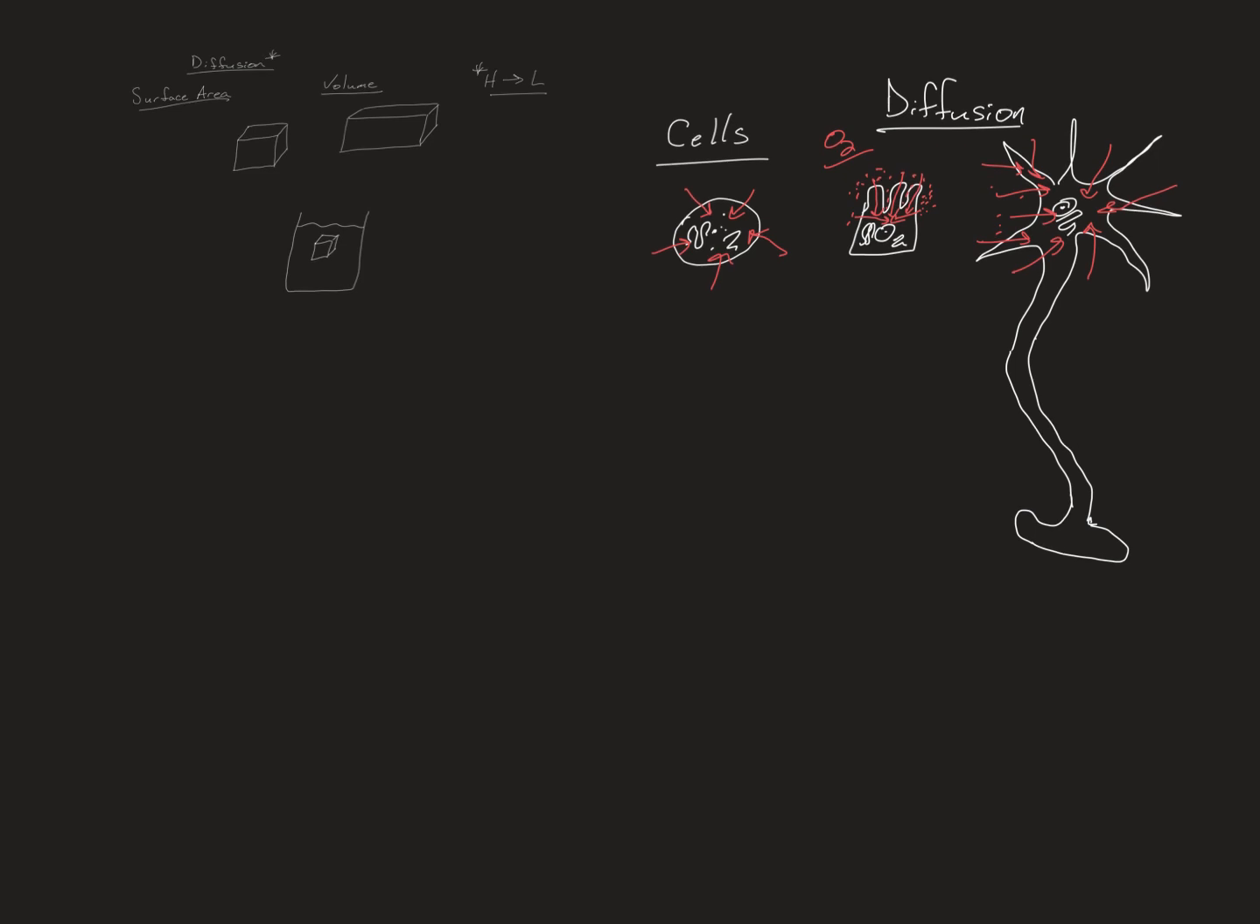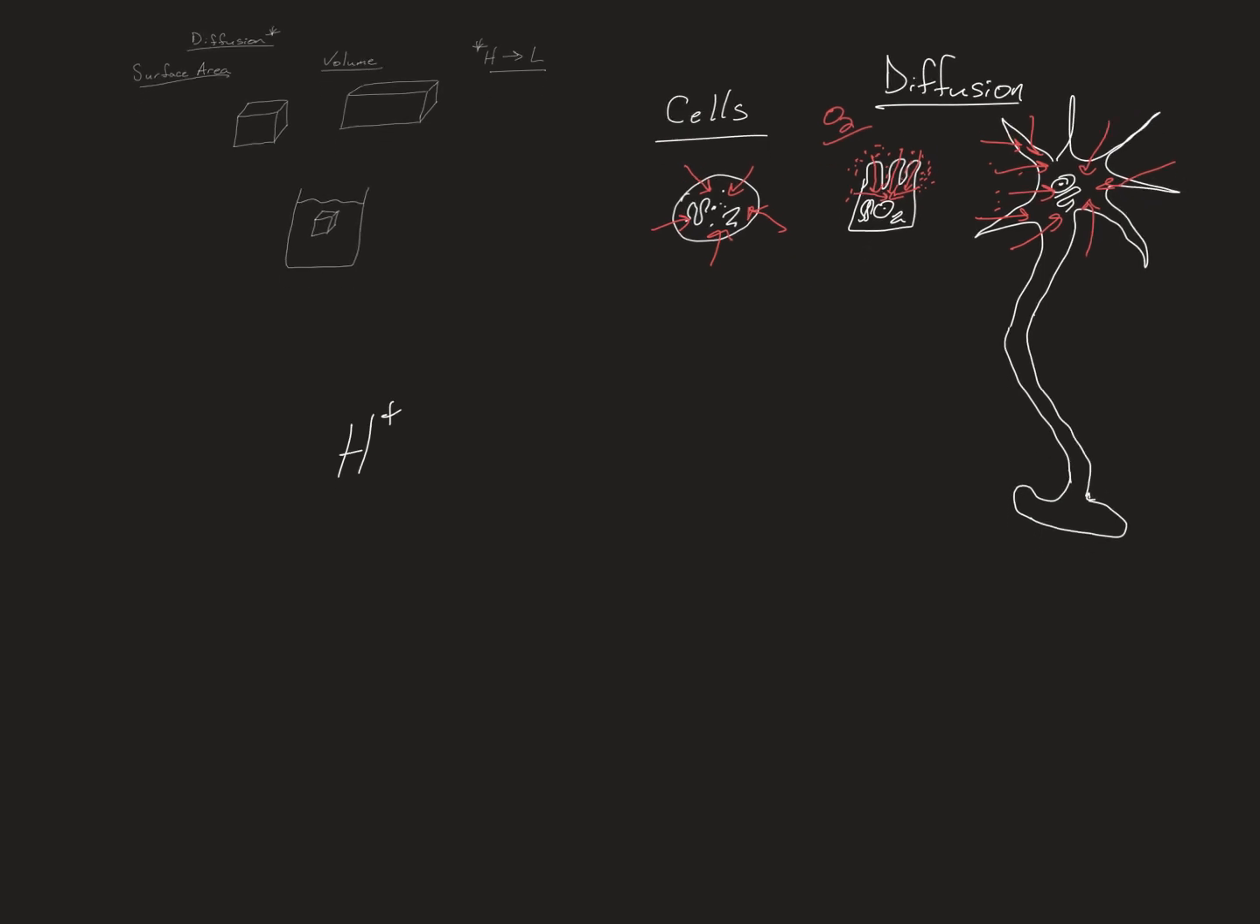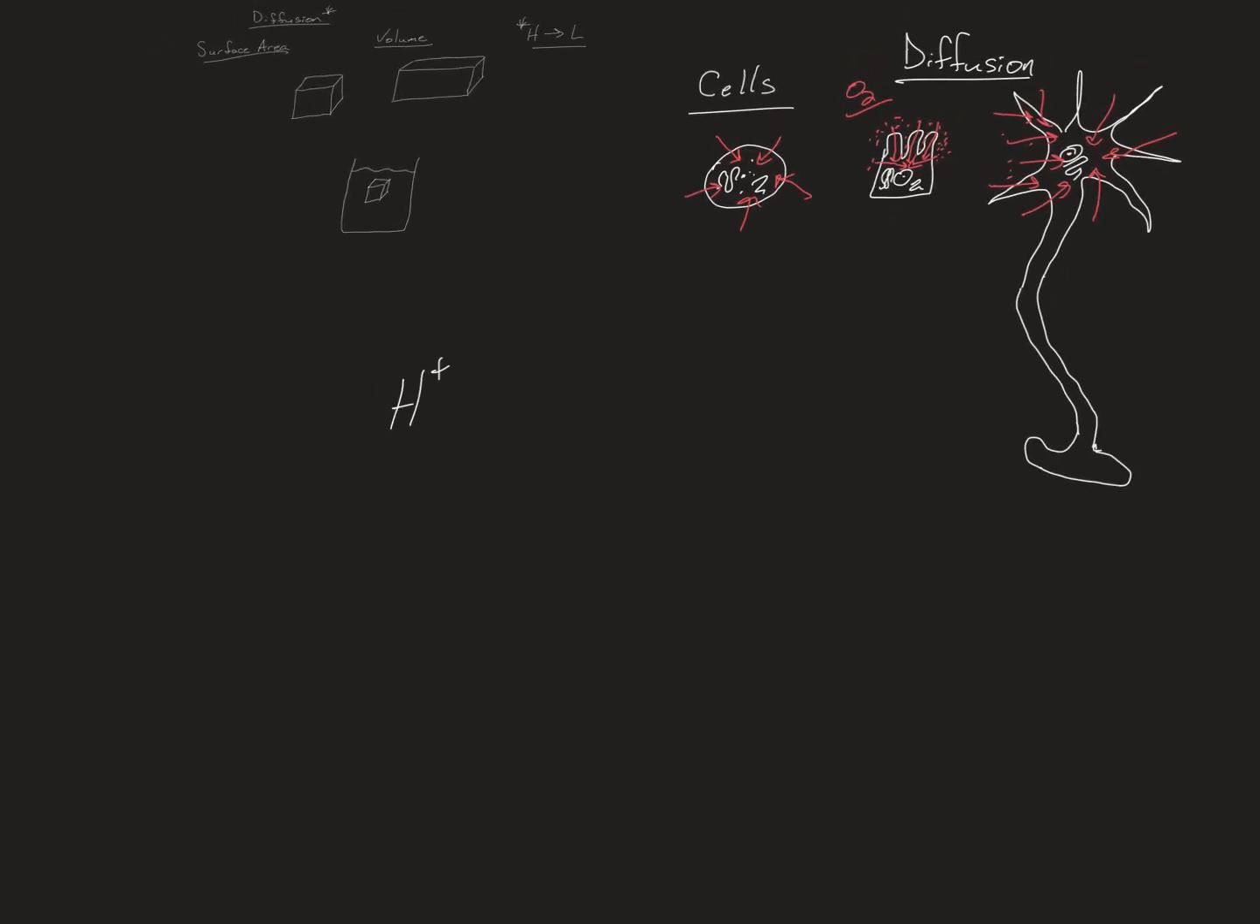The problem is we can't see oxygen. So we need something else. We're going to look at hydrogen ions. A hydrogen ion is a hydrogen atom without an electron. It's specifically the same as a proton, just a proton.